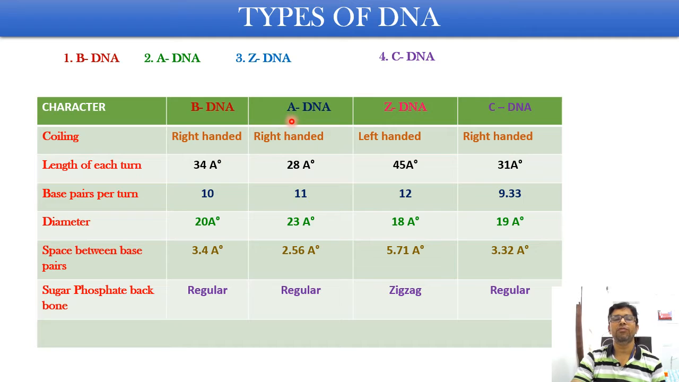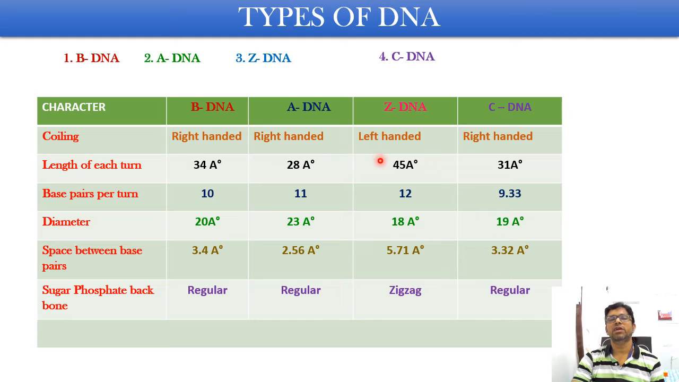Coming to the second type of DNA, that is aDNA. The coiling is right-handed here also, and the length of each turn is about 28 angstroms. There are 11 base pairs in each coil, the diameter of the helix is about 23 angstroms, and the space between two successive nitrogen base pairs is about 2.56 angstroms.